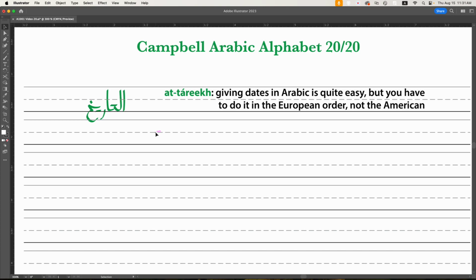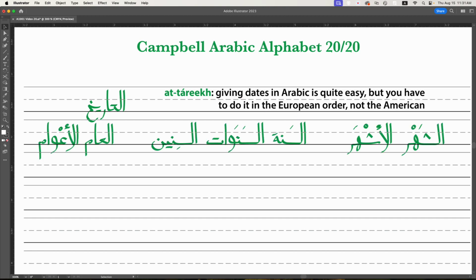Dates are pretty easy to do in Arabic. At-tarikh is the word for date, not date that you would eat off a tree. Those are delicious, but that's not this. The date as in what day it is. It's also the word for history. Giving dates in Arabic is quite easy, but you have to learn to do it in the European order, not the American. You're going to go day, month, year, not month, day, year, like we typically do here. Not that big of a deal. So let's learn some vocabulary first.